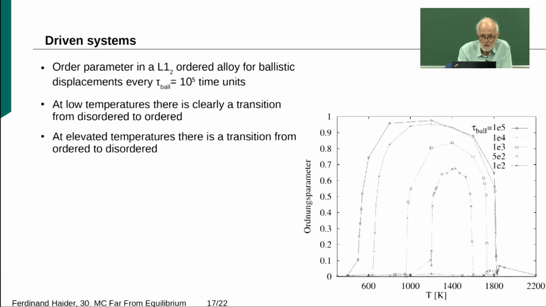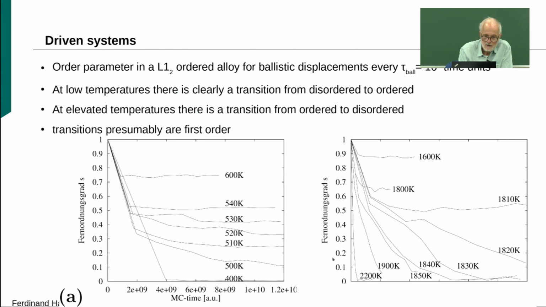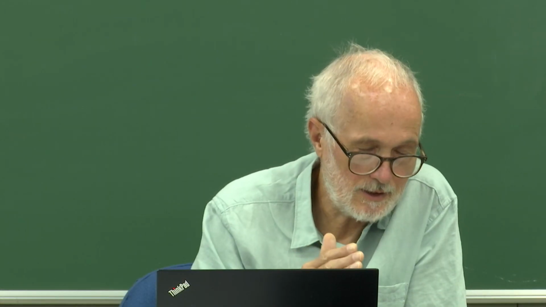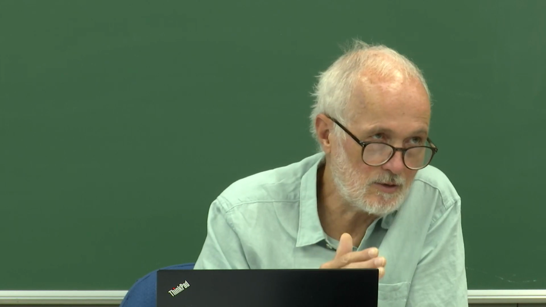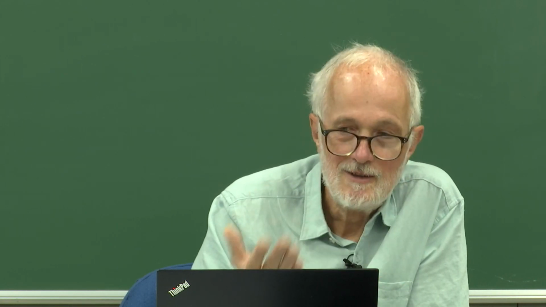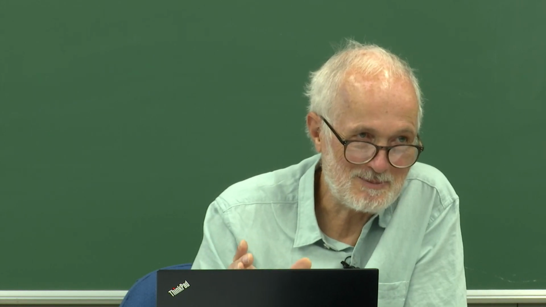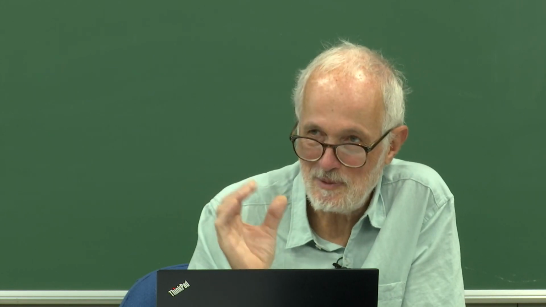I did not show this, but maybe one sees it here. It appears at least as if this is also a first order phase transition. It's a very abrupt change in order. It's always hard to say in Monte Carlo whether a phase transition is first order or second order, because this was 30 years ago. The system size still was pretty small. I think I used 40 by 40 by 40 atoms.